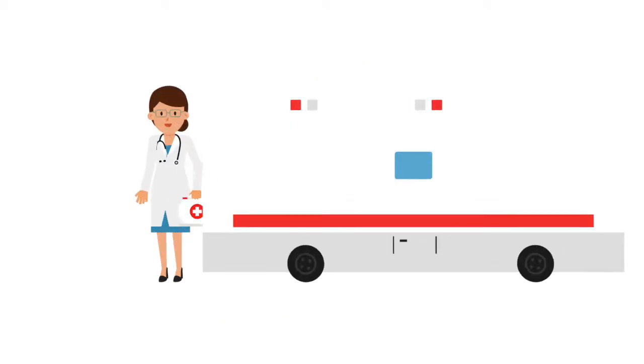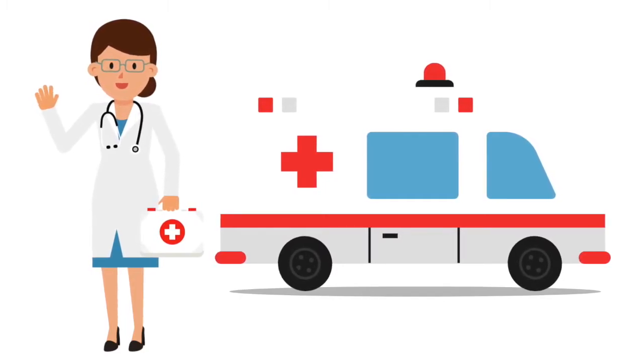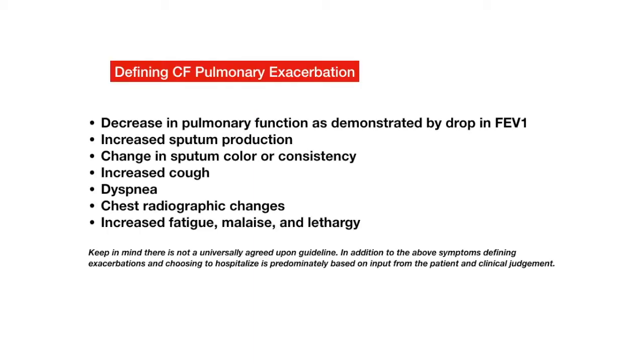So why are people with CF typically admitted to the hospital? You may have heard the term cystic fibrosis exacerbation, but what does this entail? We typically define a CF exacerbation as a decrease in lung function. In some cases, patients will present from the ED with respiratory distress and have no PFTs done.